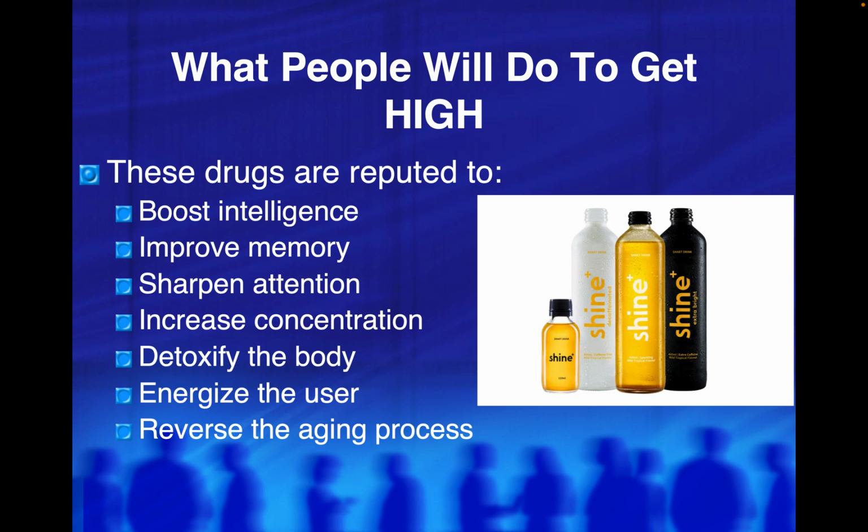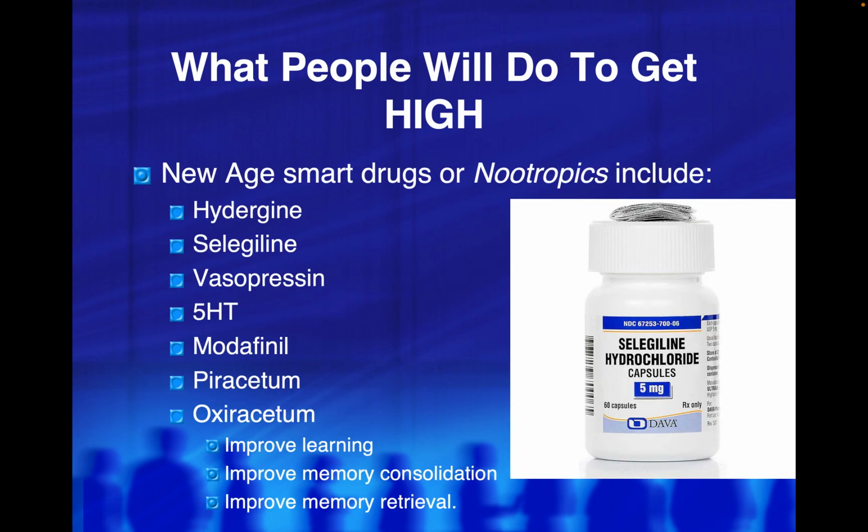So here we are, taking other drugs to boost our intelligence, improve our memory, sharpen our attention, increase our concentration, detoxify our bodies, energize the user, and reverse the aging process. New age smart drugs or nootropics include hydergine, selegiline, vasopressin, 5-HTP, modafinil, piracetam, and oxiracetam. They are supposed to improve your learning, to improve memory consolidation, and improve memory retrieval. Sometimes I could use something like that.